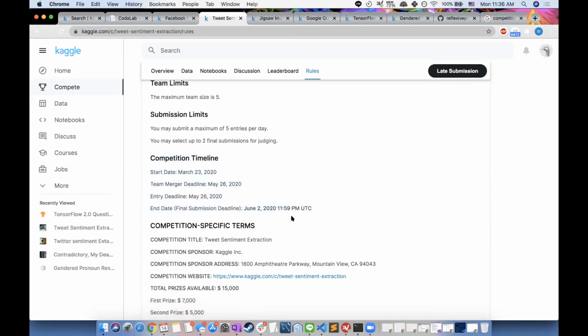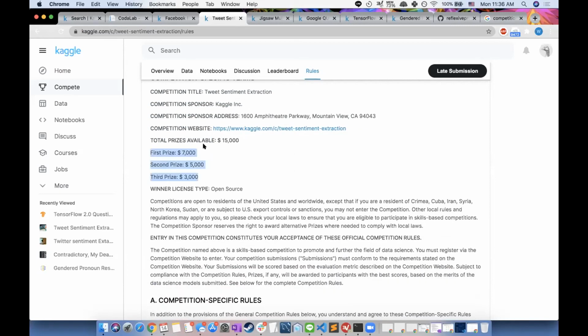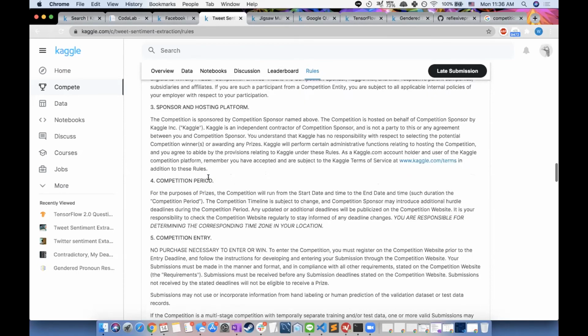This is a timeline which is not applicable to us, and there are some specific terms, and also the prize. So that's that.